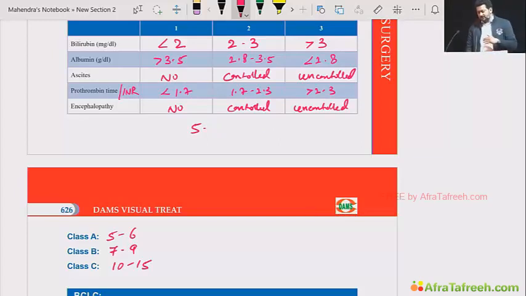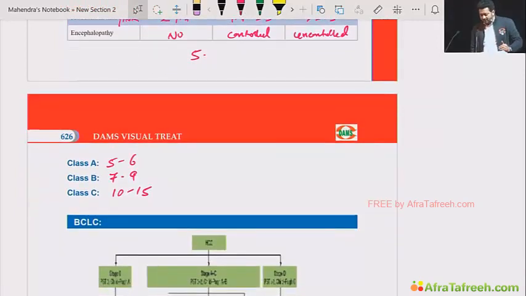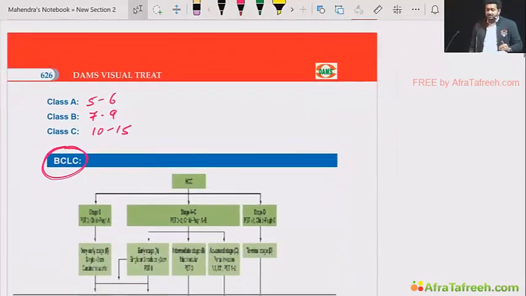In class B, 7 to 9, you can do minor hepatic surgeries or minor resections. But in class C, the hepatic reserve is so poor that you cannot do any major or minor hepatic resection. For these patients, the only chance of cure is that you need to change the liver, that is hepatic transplant.